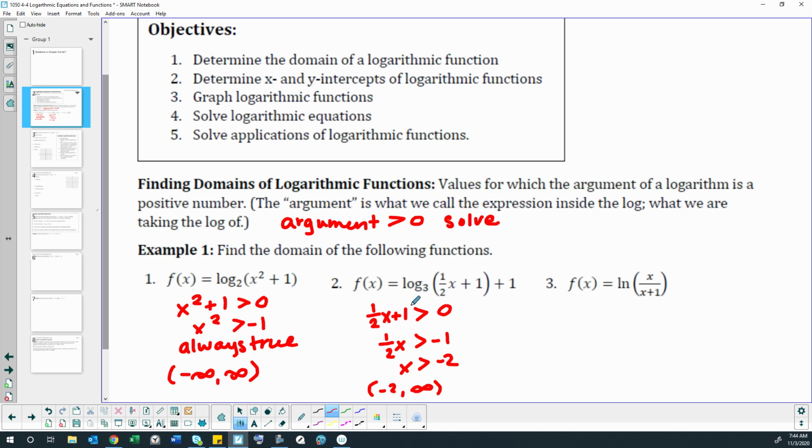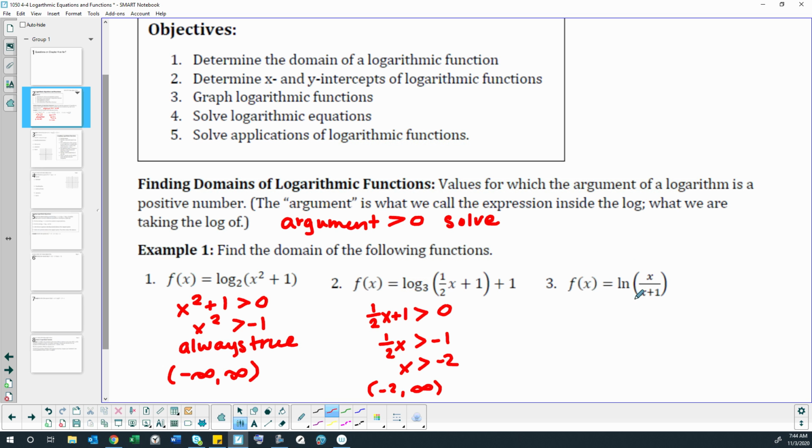If you're not sure, you can always plug in numbers and see if it works. If I plug in a negative 2, I get 0, and I can't take the log of 0. But if I plug in something bigger, like a negative 1, I get negative 1/2 plus 1, which is a positive 1/2, and we can take the logarithm of that. If we plug in 0, we get 1, and we can do the log of 1. If we plug in 1, we get 1.5. So anything greater than negative 2 works, which is what this tells us.